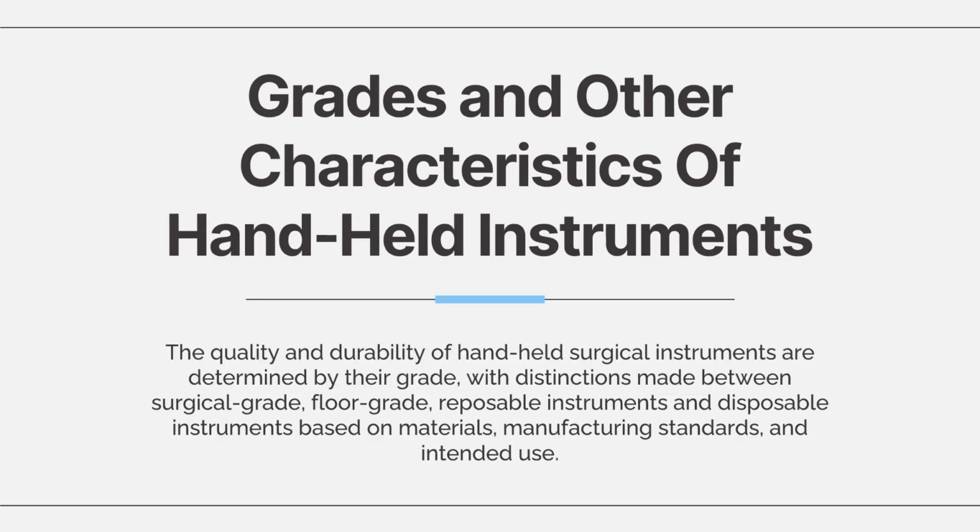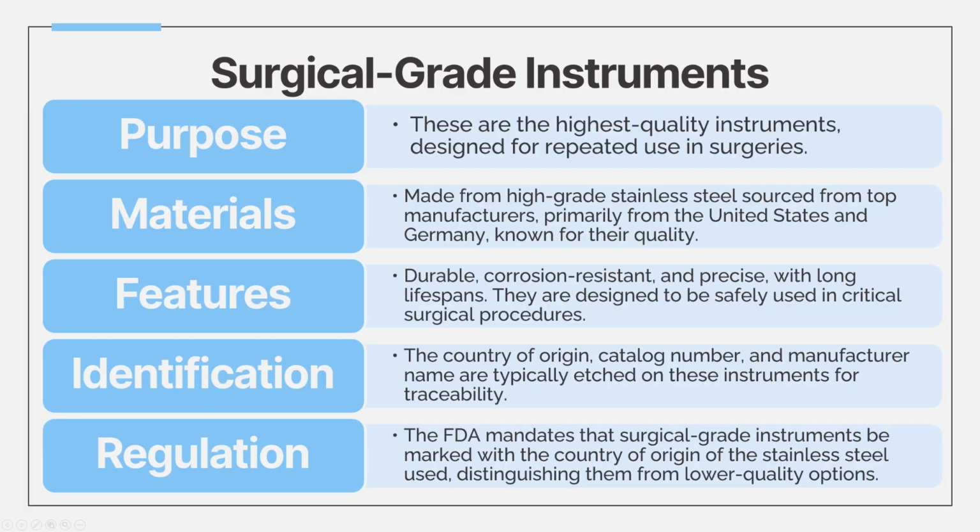Grades and other characteristics of handheld instruments. So, handheld surgical instruments are classified by grade. We have surgical grade, floor grade, reposable, and disposable, based on the materials, manufacturing standards, and intended use. And the first thing we're going to look at is surgical grade instruments. And typically, these instruments are used in the operating room, which is arguably the MDRD's probably their biggest customer in any healthcare facility.